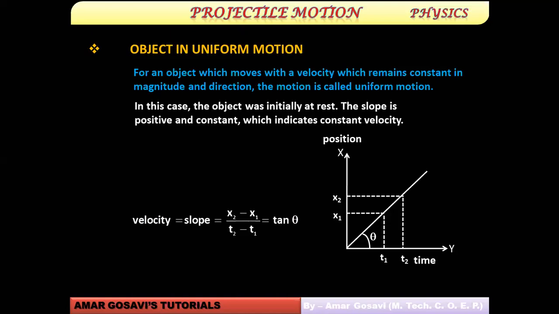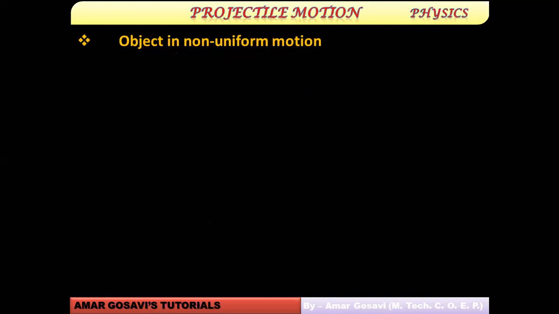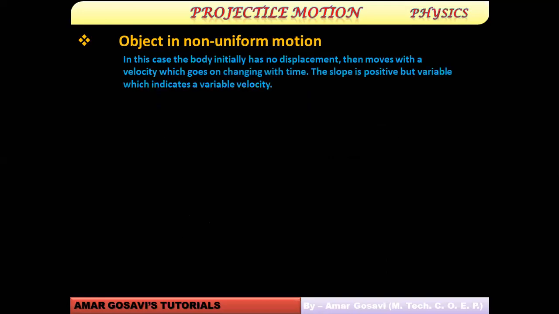But obviously, the next case will be the object in non-uniform motion. Now when do we say the object is in non-uniform motion? That's one thing to understand. In this case, the body initially has no displacement, and then it moves with a velocity which keeps on changing. Velocity keeps on changing means acceleration is taking place. So in this case, the slope is positive but variable.